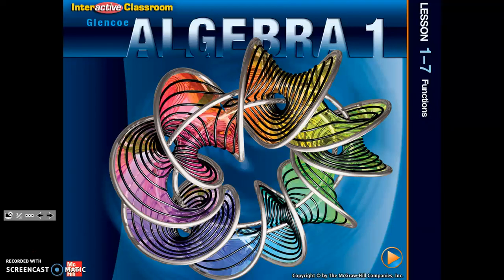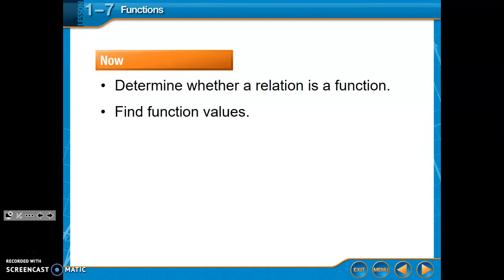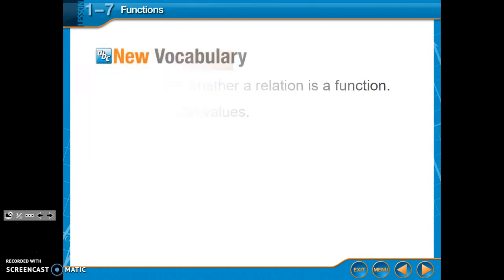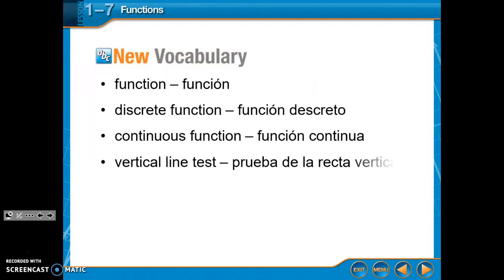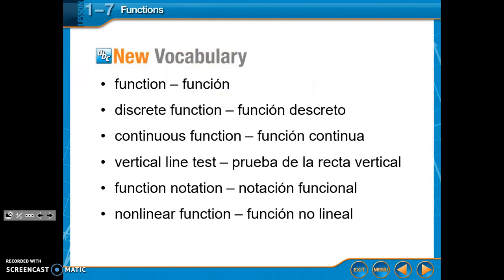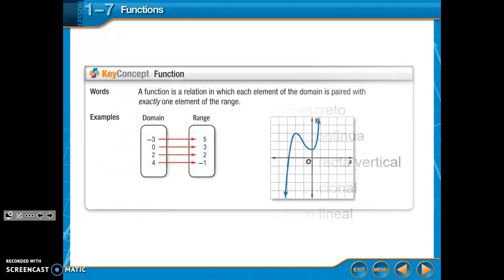Lesson 1-7 is on functions. In this video, you will learn to determine whether a relation is a function and find function values. Vocabulary for this section includes function, discrete function, continuous function, vertical line test, function notation, and nonlinear function.